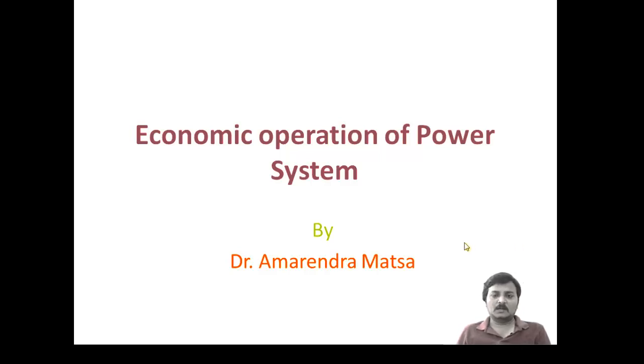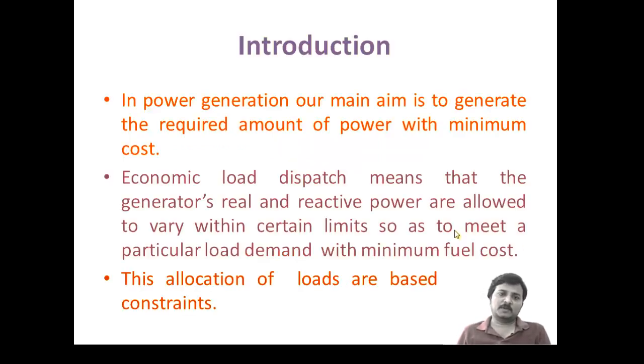So let us see the basic concepts of economic operation of the power system. Generally, the main aim of power generation is to generate the required amount of power at a minimum cost. So economic operation means we are concentrating on the cost factor. We have to reduce the cost to a minimum value.